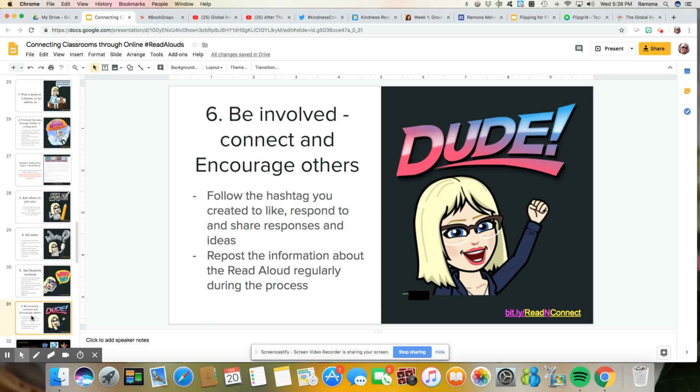You want to be involved, whether it's daily or weekly, in connecting and encouraging others. So you follow the hashtag you created to like, to respond, and to share responses and ideas. And you want to repost the information about the Read Aloud regularly during the process so that people can see what's going on and still get involved. Just because they haven't joined in on week 1 doesn't mean they can't join week 2, week 3, week 4.